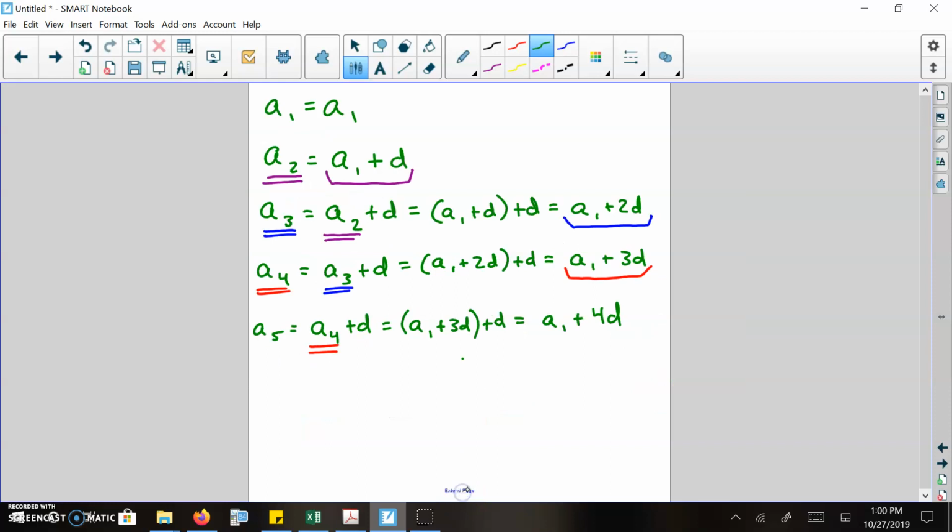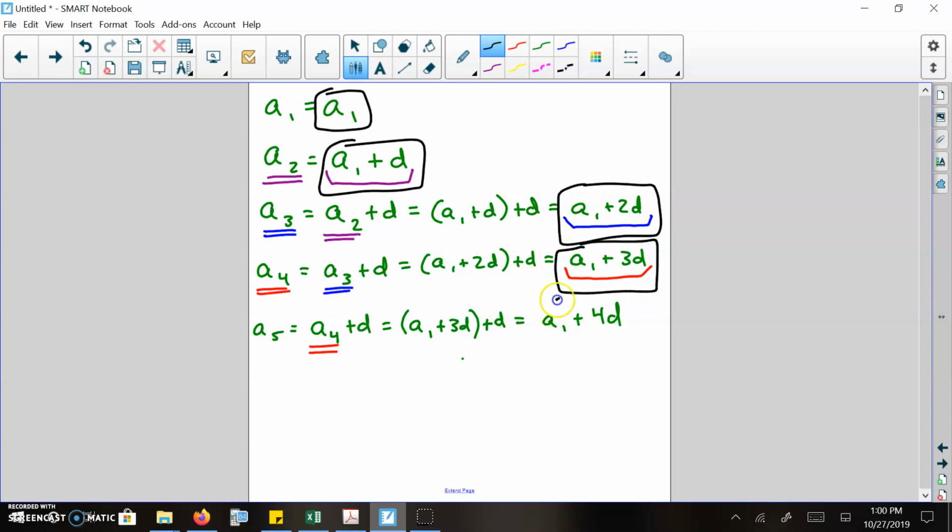Okay? So look at all of these different terms that we finished with when we're done. A sub 1, a sub 1 plus d, a sub 1 plus 2d, a sub 1 plus 3d, a sub 1 plus 4d. Let's see if we can come up with a formula that defines this. Just a general formula, which we're actually going to call our explicit formula for arithmetic sequences. Here's what it looks like.